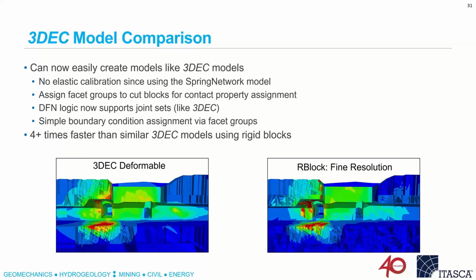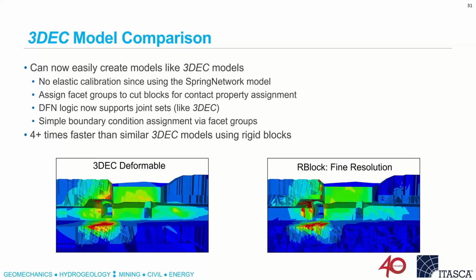As I mentioned, the DFN logic, which is used for cutting, has a joint set capability, just like there's a joint set capability in 3DEC. So really, you can make these sorts of models now in PFC. The big benefit is that it goes a lot faster than in 3DEC. The computational performance is quite a bit faster. So in this case, this is 4 to 10 times faster than the equivalent 3DEC model on the same piece of hardware. And that's a big deal.